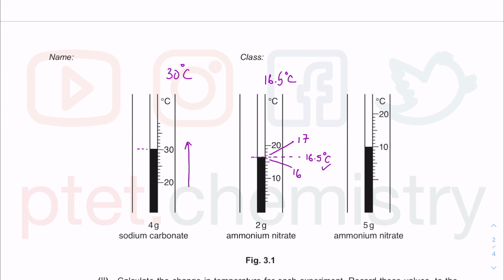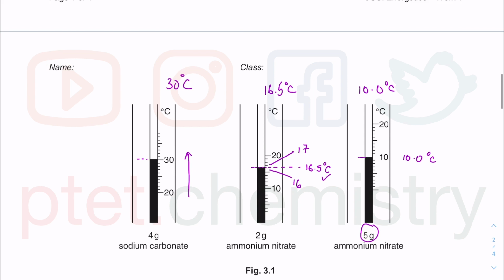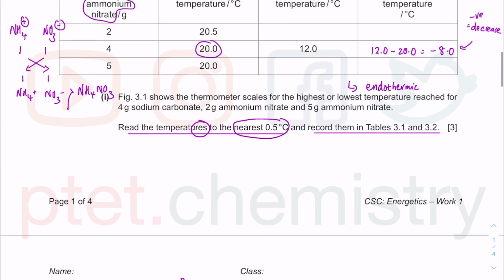This next one is slightly easier. It is 10.0 degrees Celsius exactly for that 5 gram of ammonium nitrate. I think I'll fill in the ammonium nitrate table first. 2 gram for 16.5.